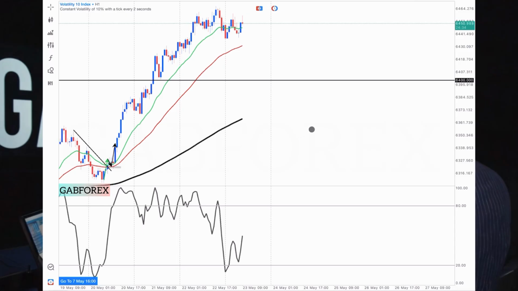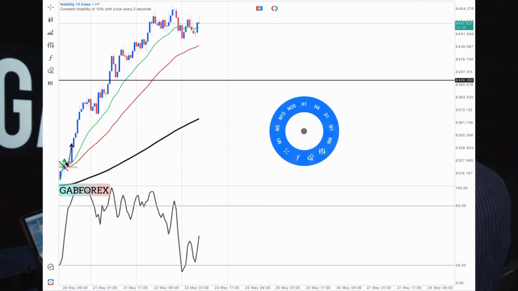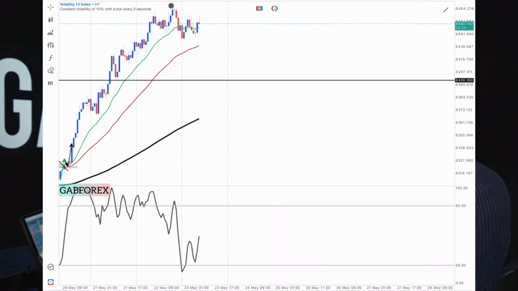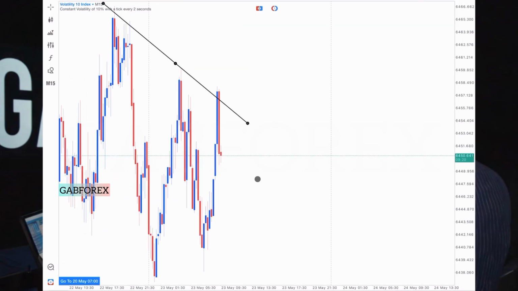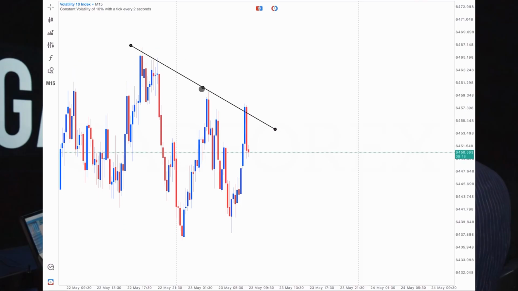On H1 time frame, okay, we have something now over here. So let's see, let's connect our stuff over here. All right, now we have to go down to the 15 minute time frame to see what's up. Okay, let's adjust our line properly.